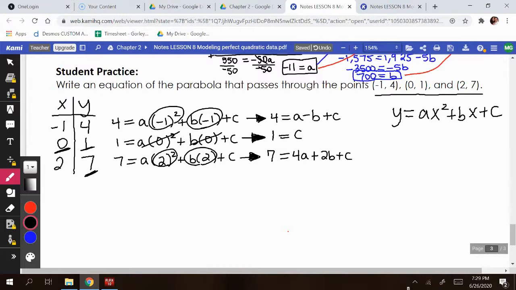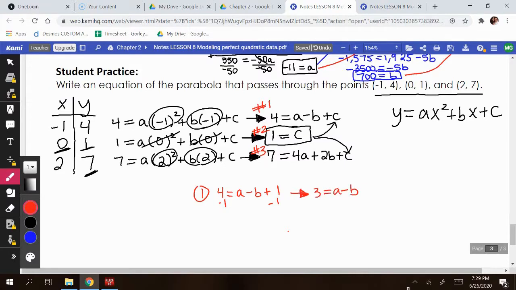Now, this one's kind of tricky because see how we already have one of our variables solved for? That's awesome, actually, because I can replace c with 1 in the first equation and the third equation. So we'll call this equation 1, we'll call this equation 2, and we'll call this equation 3. In equation 1, if I replace c, I would get 4 equals a minus b plus 1. And really, I don't like the constants being on the different side of the equal sign, so if I simplify that again, I would get 3 equals a minus b.